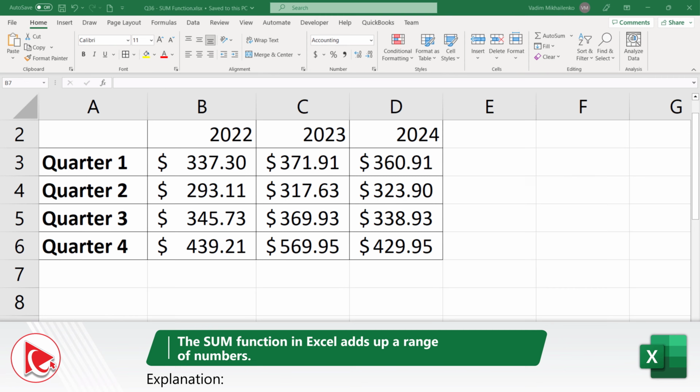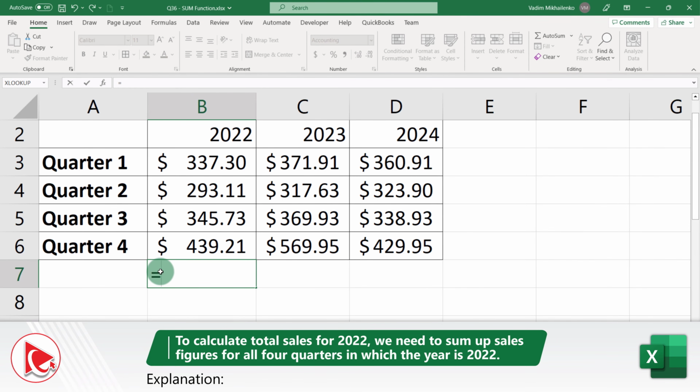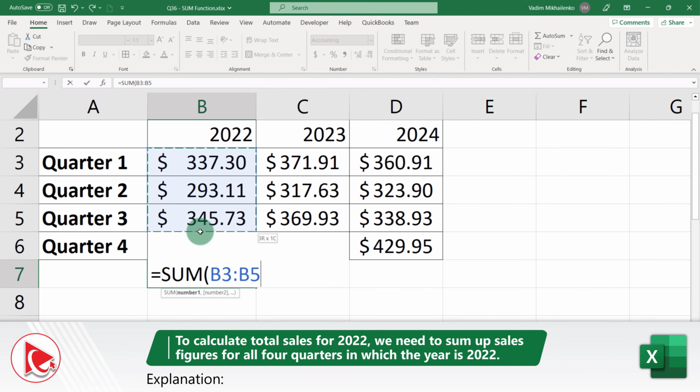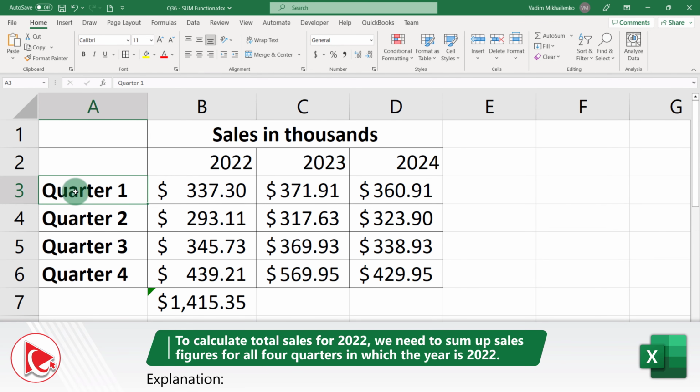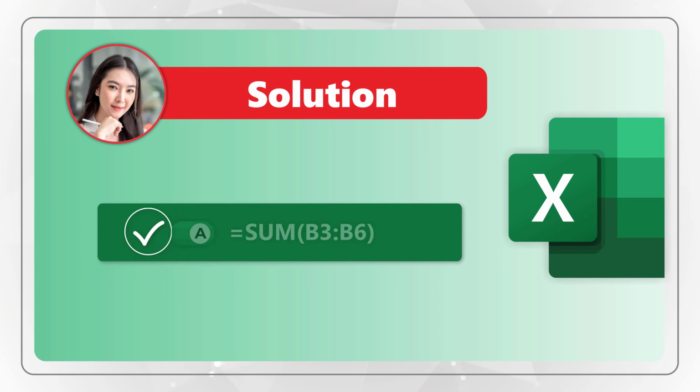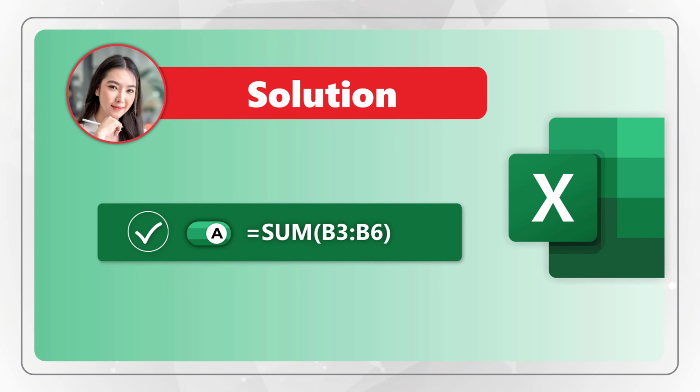And to calculate the total sales for 2022, we need to add up all the sales figures for all quarters in 2022. As you can see, column B represents the sales data for 2022, and rows 3 through 6 represent quarterly sales. Now we know that the correct answer is choice A, equals SUM(B3:B6).